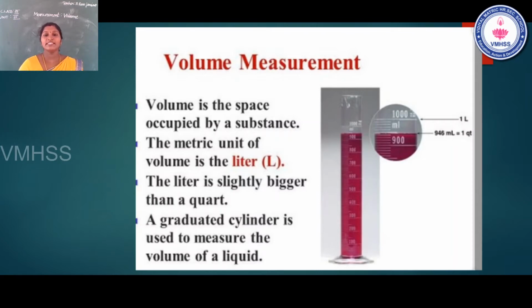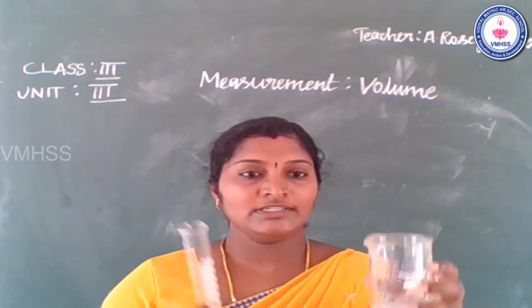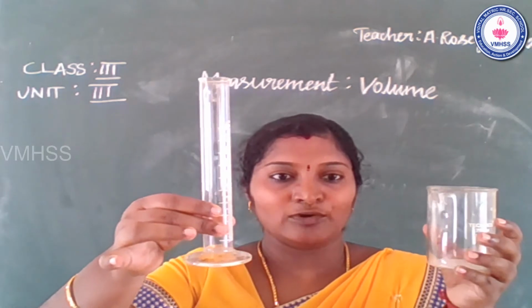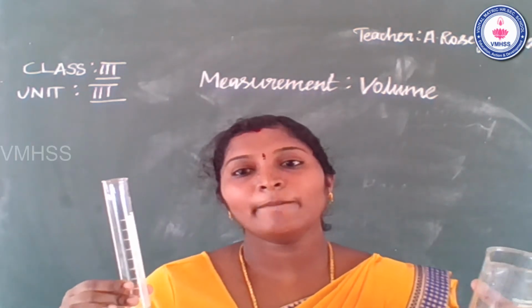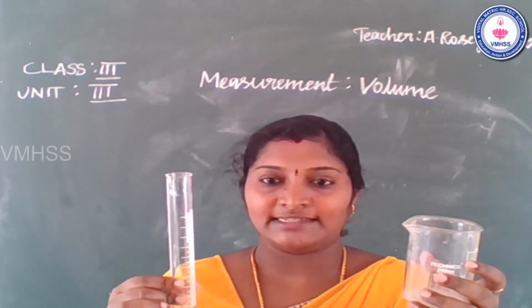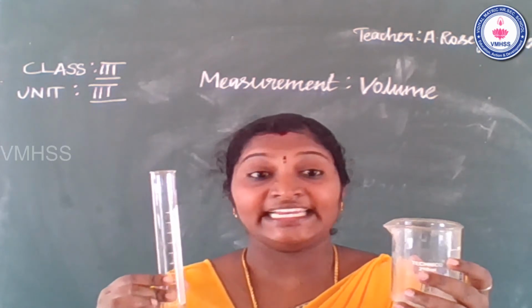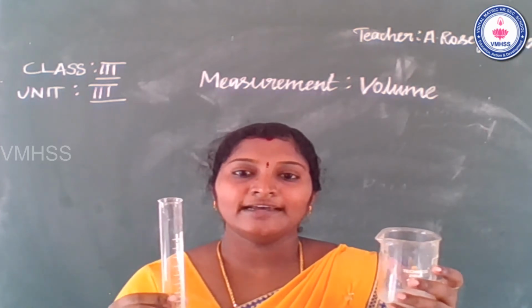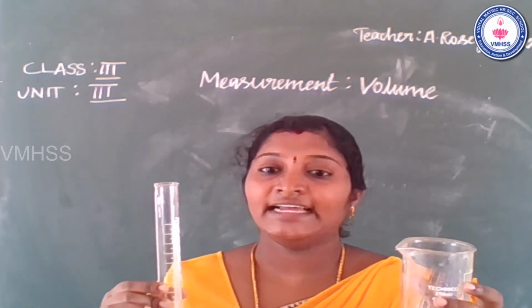First point, volume is the space occupied by the substance. See some examples. I have some models. This is a beaker and this is a measuring jar. The metric unit of volume is liter. Please underline it and take a screenshot.